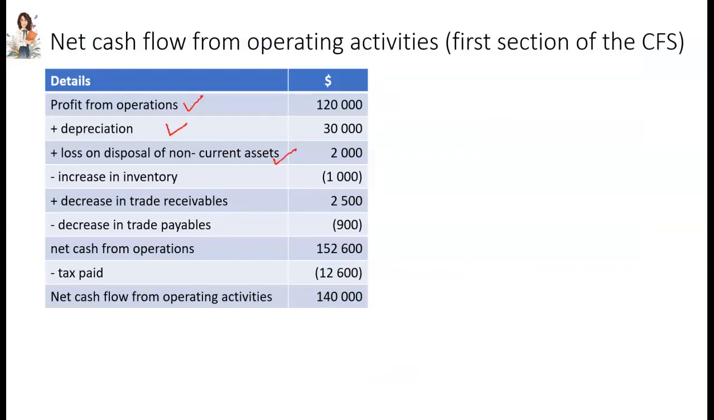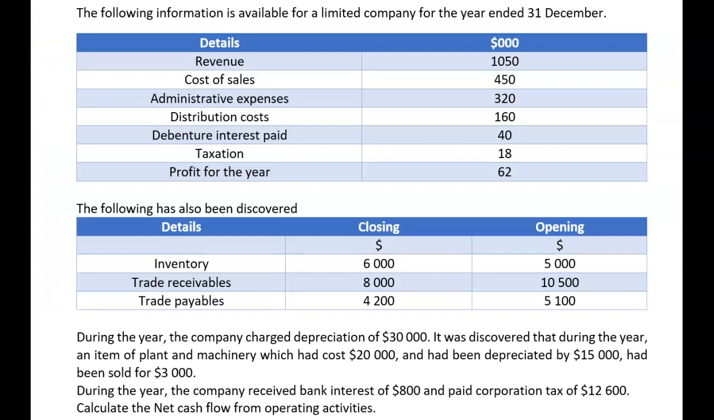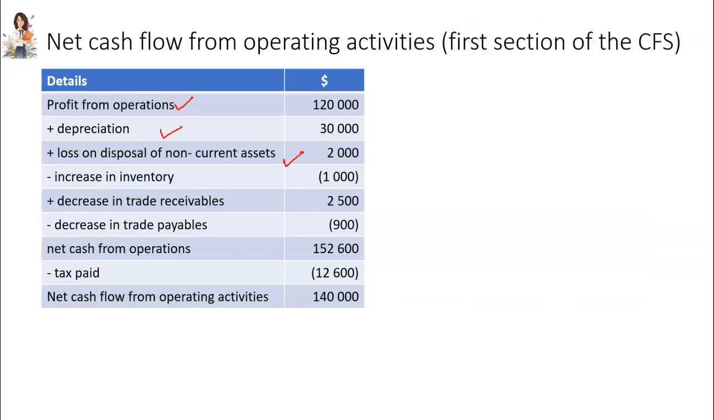Let us now look at the increase or decrease in our current assets and current liabilities. Our opening inventory is $5,000, closing inventory is $6,000. That means our inventory has increased by $1,000 during the year. Our trade receivables have reduced by $2,500 during the year. And our trade payables have also reduced during the year by $900. As we had discussed earlier, any increase in our current assets will be subtracted. Any decrease in our current assets will be added and any decrease in our current liabilities will also be subtracted.